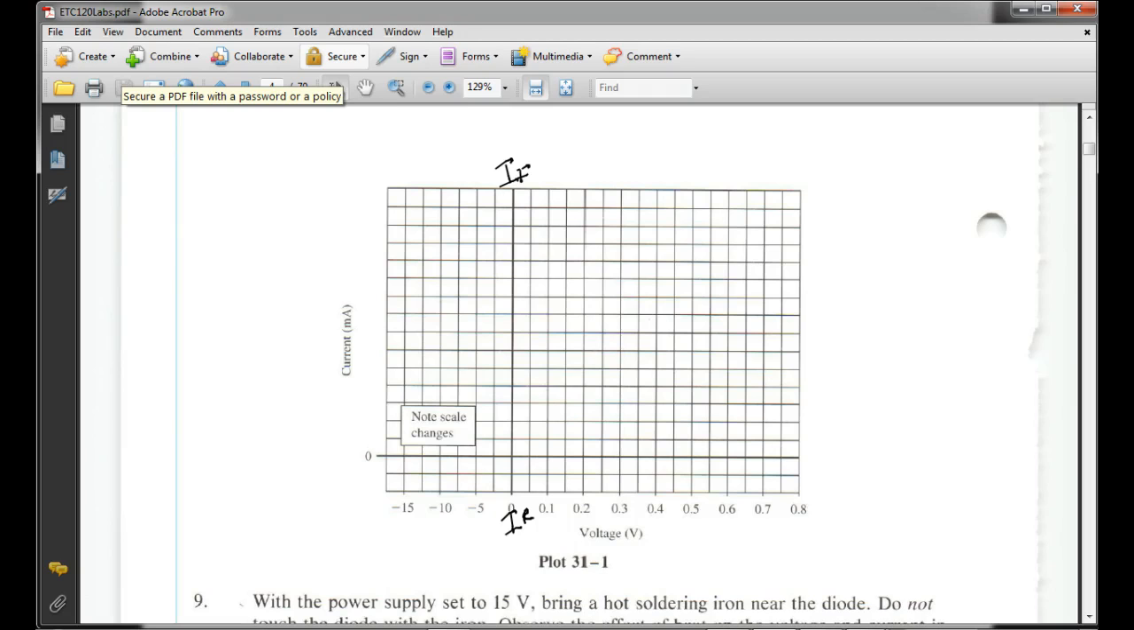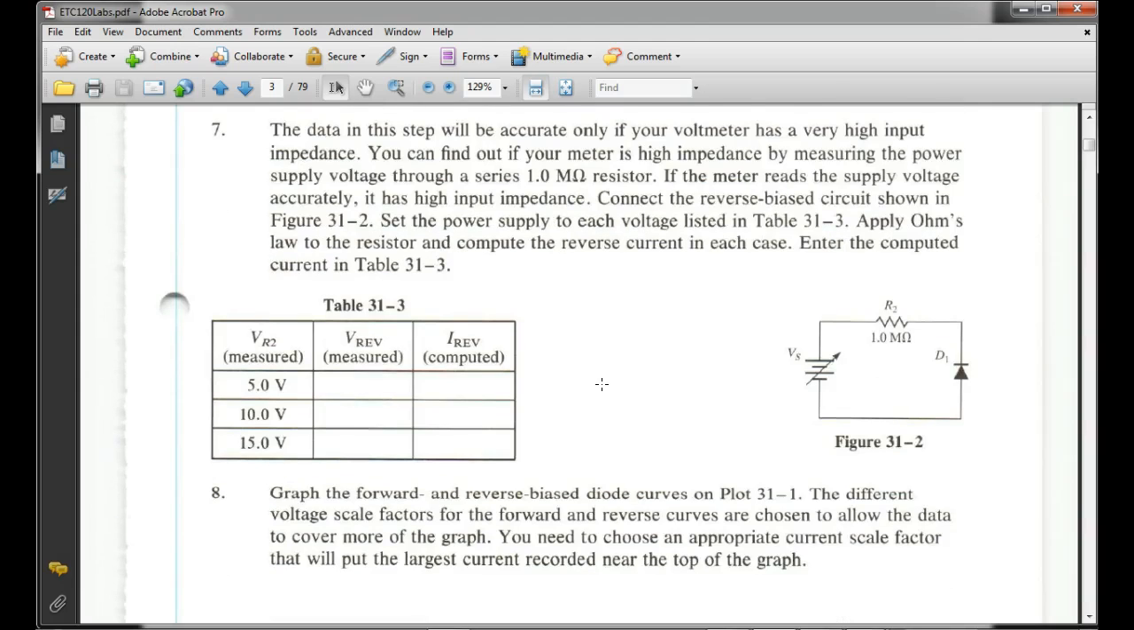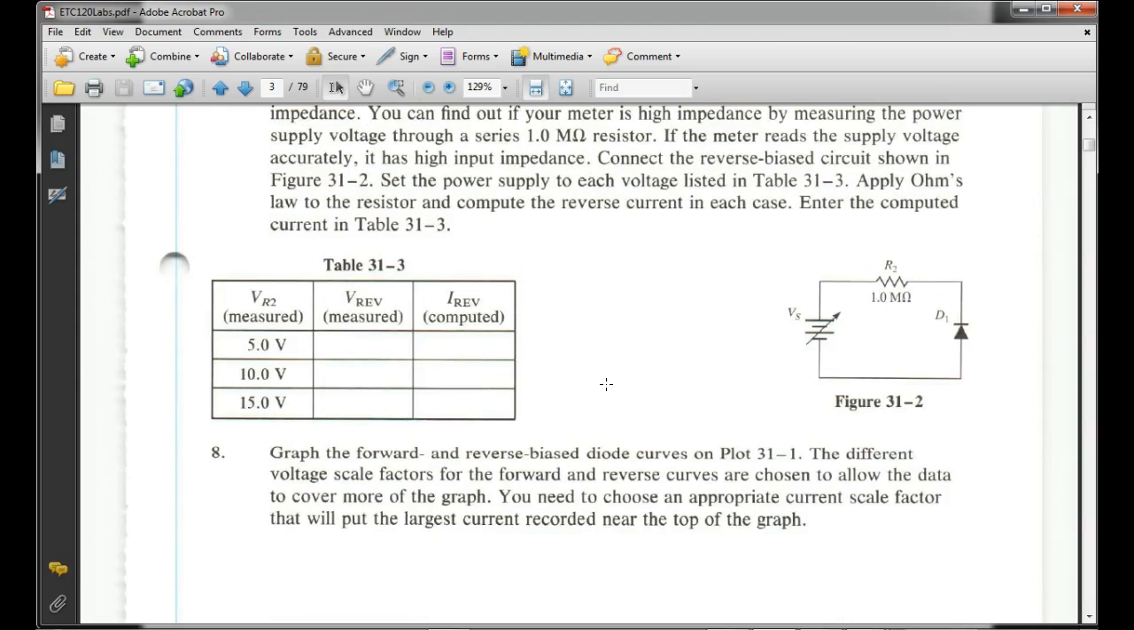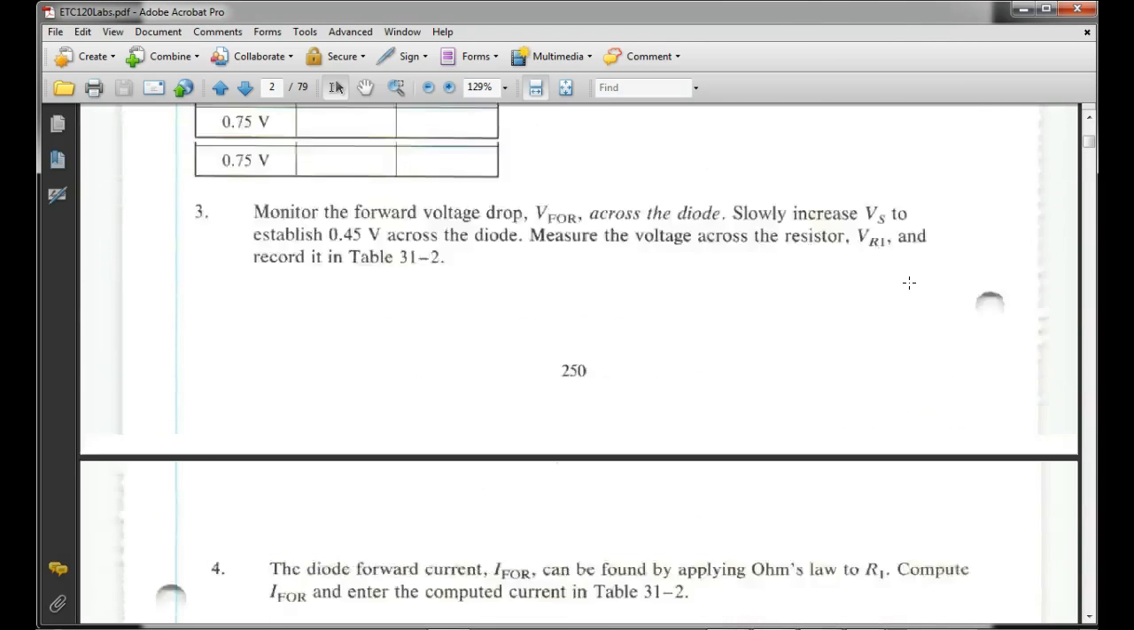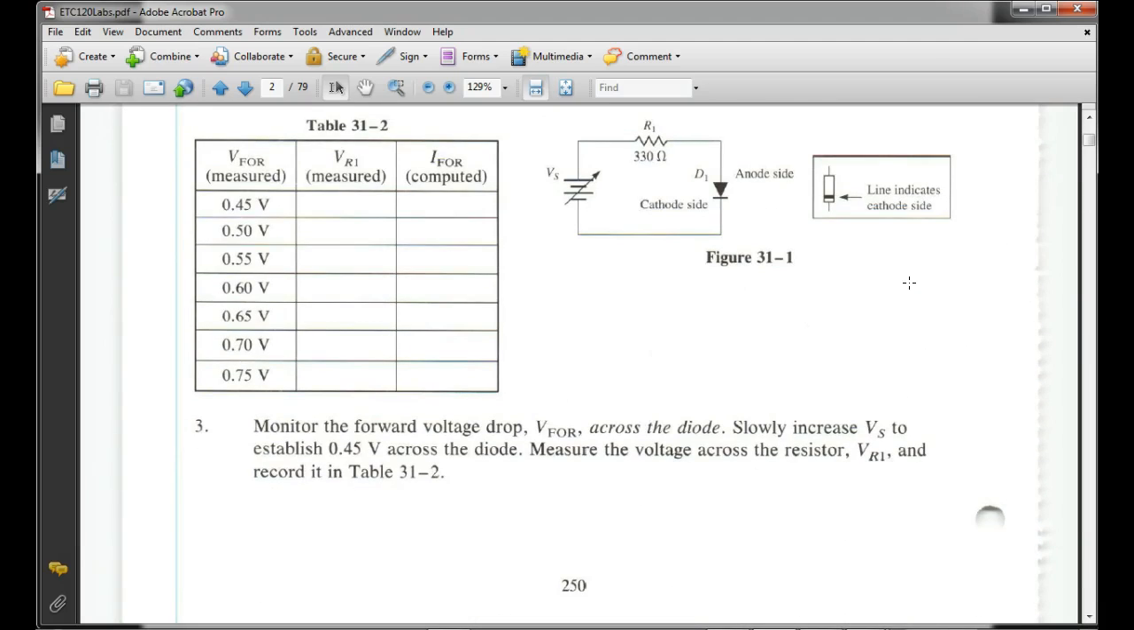How do you know where IF and IR is? But we're going to do IR right here. So we're not going to break the circuit, but we've got a 1 mega ohm resistor. So to get our current, we're going to measure the voltage drop across this resistor right here, and then we'll calculate the current. Okay. This is going to be IR, right? You understand? These right here are going to be IFs in this chart right here. So these are all forward current.